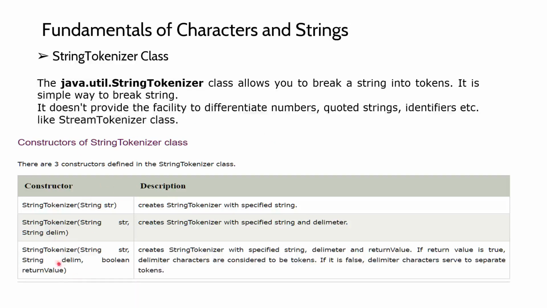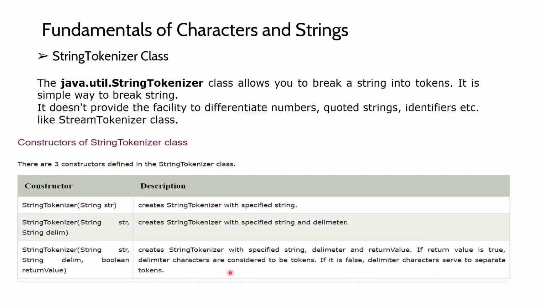We see here that it is overloaded and there are 3 constructors. A StringTokenizer with a string passed in creates a tokenizer with a specific string. A StringTokenizer with a string and a delimiter creates a StringTokenizer with a specified string and the delimiter. And a StringTokenizer with the string, the delimiter, and the Boolean return value creates a StringTokenizer with a specific string, delimiter, and return value.